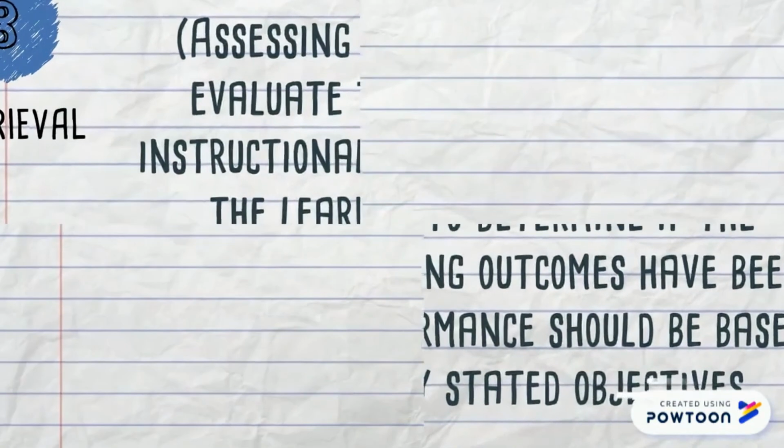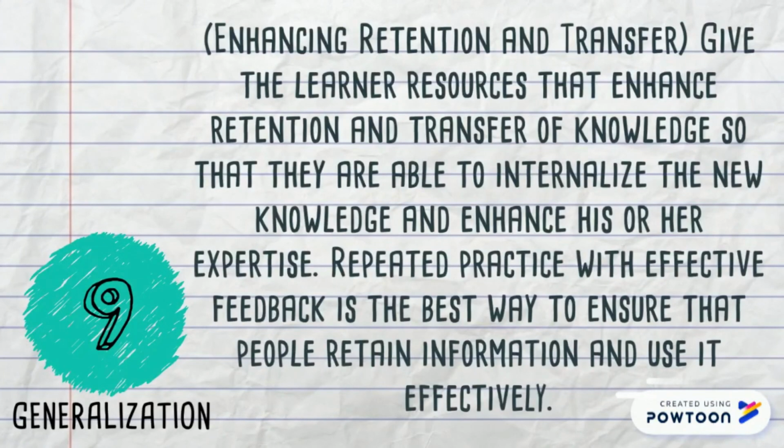The last is generalization. Give the learner resources that enhance retention and transfer of knowledge so that they are able to internalize the new knowledge and enhance his or her expertise. Repeated practice with effective feedback is the best way to ensure that people retain information and use it effectively.